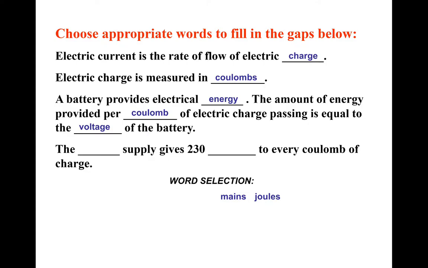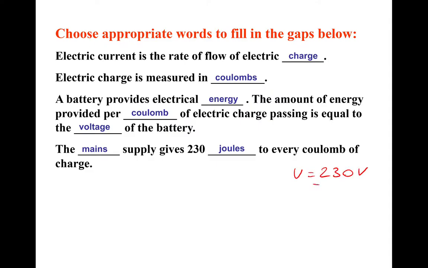And this one, if you actually know this, the mains supply gives 230 joules to every coulomb of charge. That's because mains electricity is rated at an average of 230 volts. And we'll need to know that when we do household electricity, which we'll do in a few lessons' time.